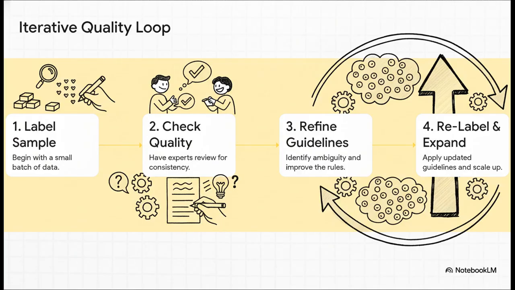And this is absolutely crucial for the exam. Achieving quality isn't a one-time event. It's a loop. You start small, you label a sample batch, you check it for consistency, you find all the confusing gray areas, and then, this is the key, you go back and you refine your guidelines to make them crystal clear. Only then do you scale up and label the rest.